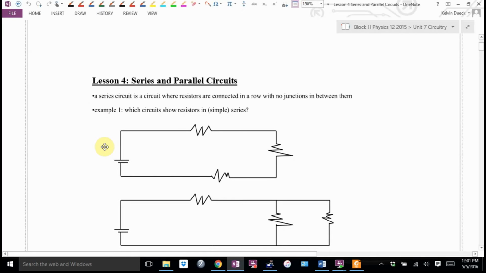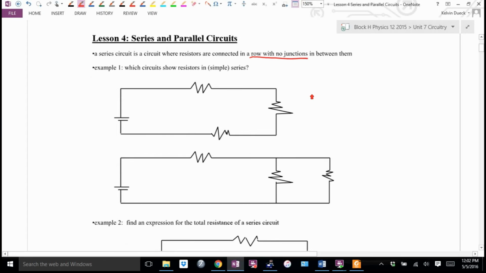What we want to talk about today is terminology. We're going to break circuits up into two main types, series and parallel. You may have heard this if you've done anything techie: oh, those are wired in parallel, those are wired in series. A series circuit is a circuit where all the resistors are connected in a row with no junctions in between them. In my ski hill analogy, it's hills that all of the skiers have to go down because there's no forks in the trail.